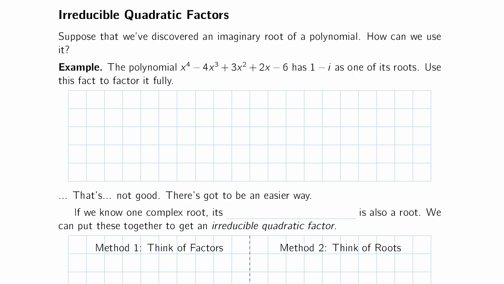And if this were real, I would just divide by the corresponding factor and see what I get. So we'll set up synthetic division. 1 minus i is a perfectly good number. And then the coefficients of our polynomial are 1, -4, 3, 2, and -6.